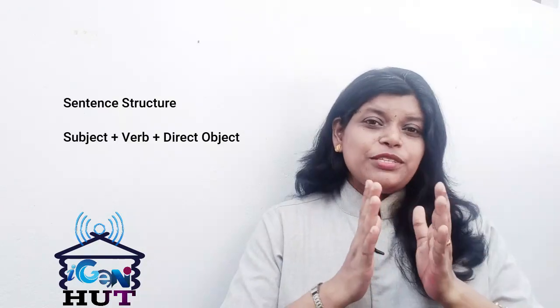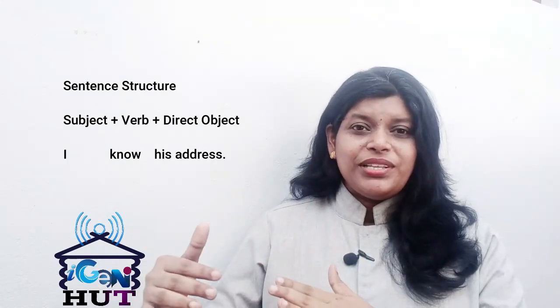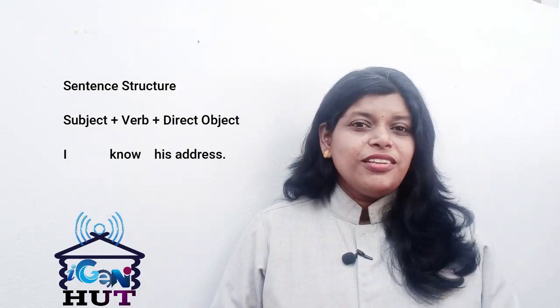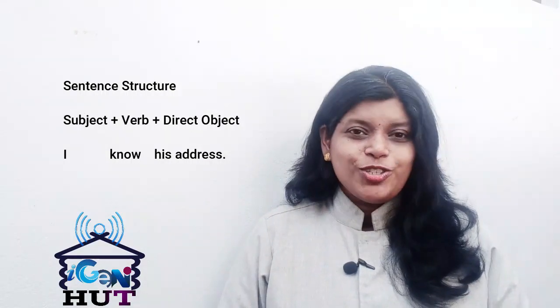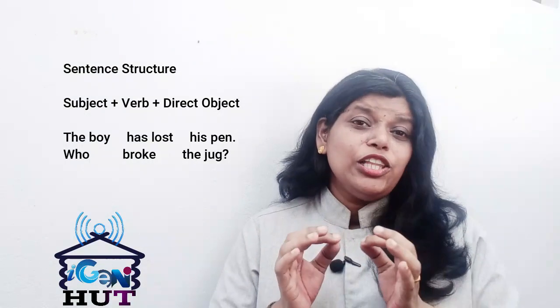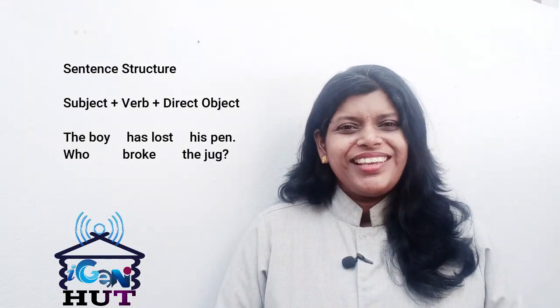Another pattern is, as I always say, subject plus verb plus direct object. "I know his address." I is a subject. Know is a verb. His address is a direct object. "The boy has lost his pen." "Who broke the jug?" And so on.